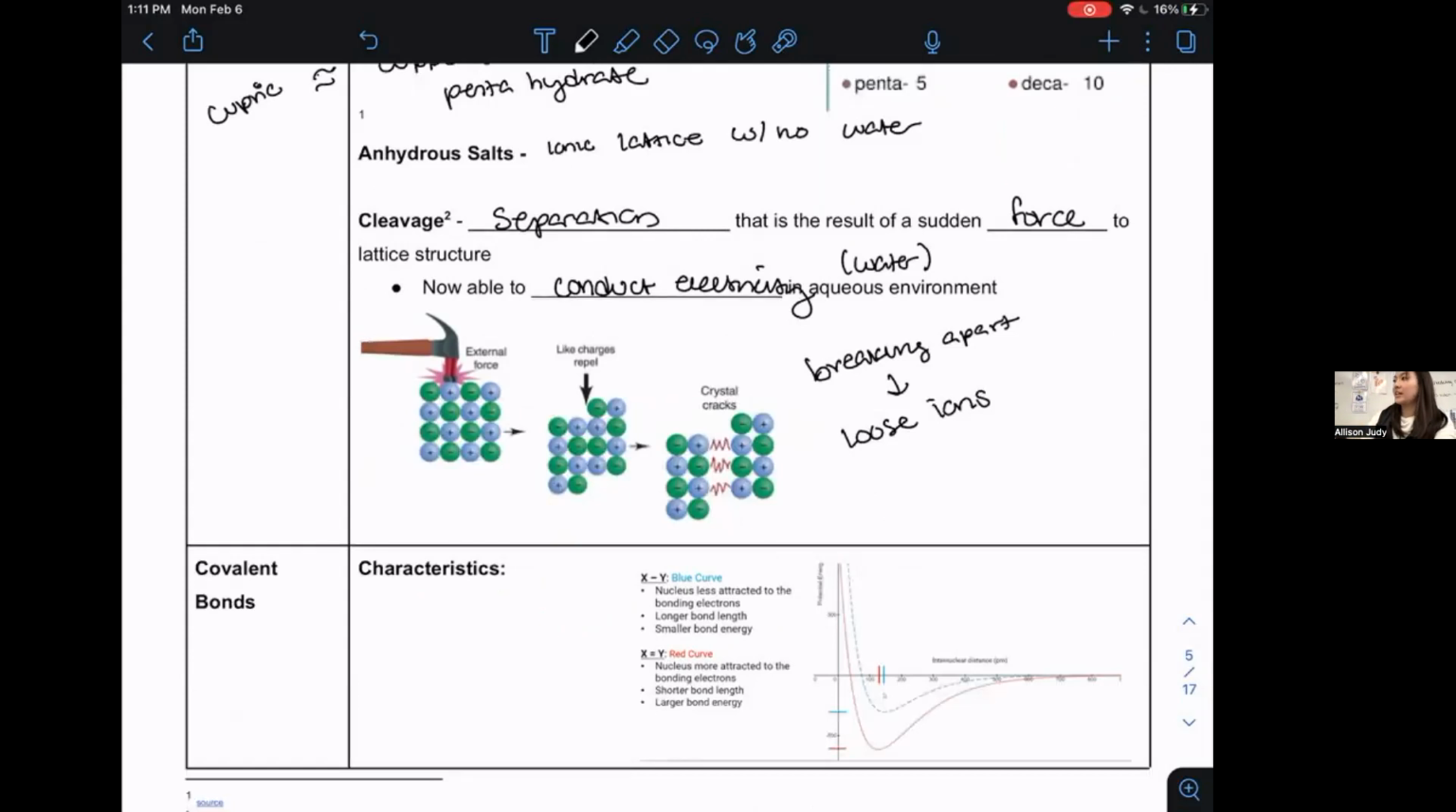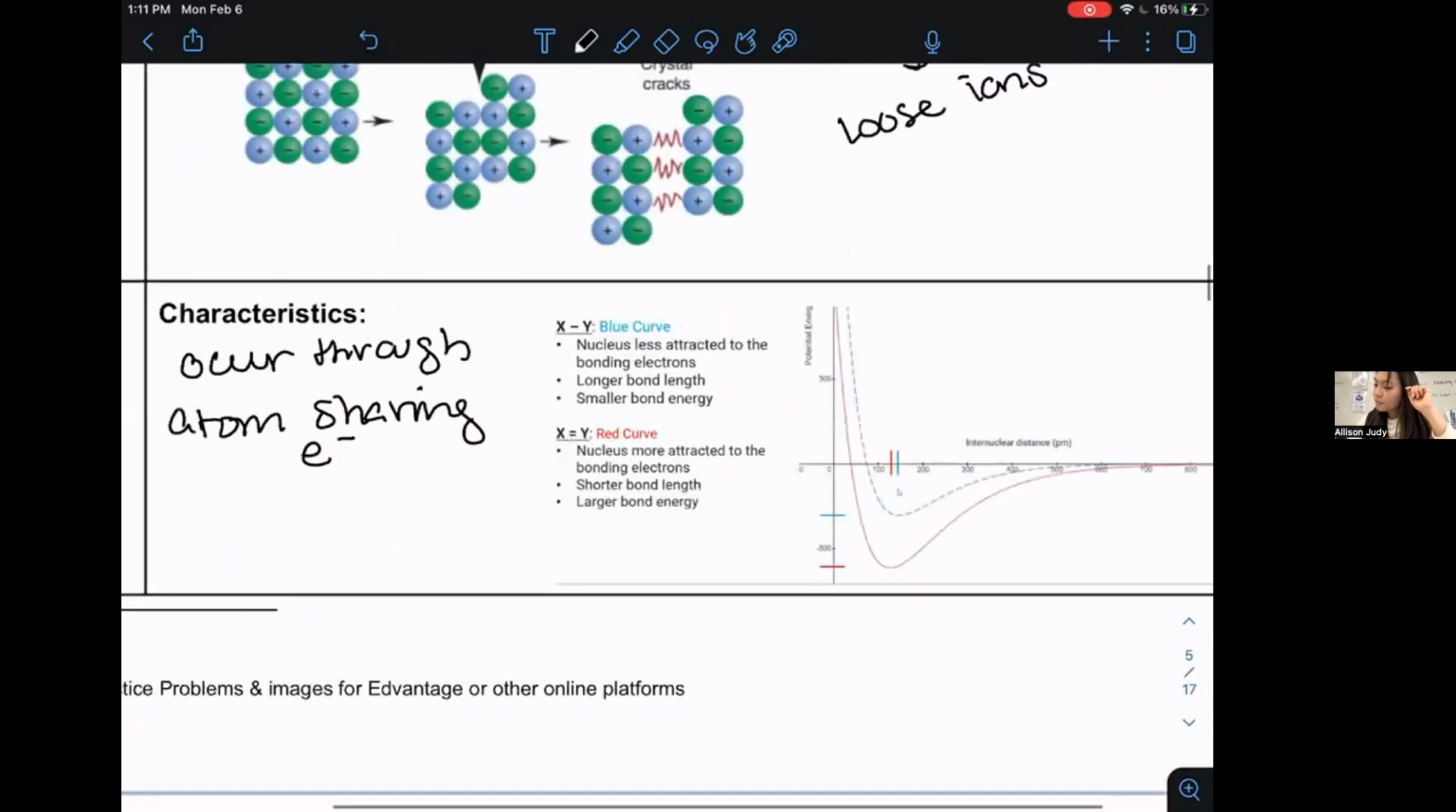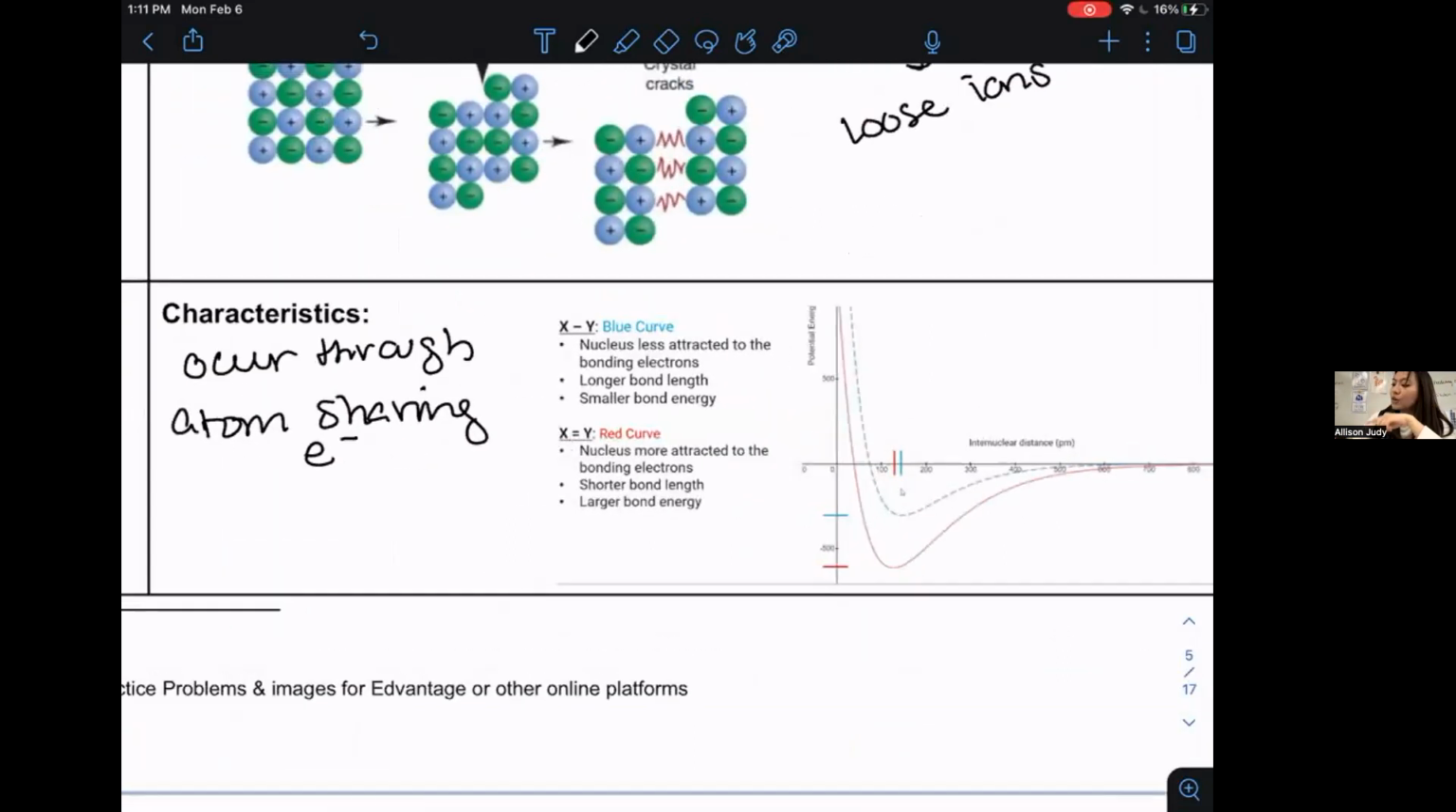We're gonna move on to covalent. Okay, covalent characteristics. These occur through atoms sharing electrons. So, generally speaking, your bonding curves tend to be particularly applied to molecular or covalent based molecules, because there's a sharing element.